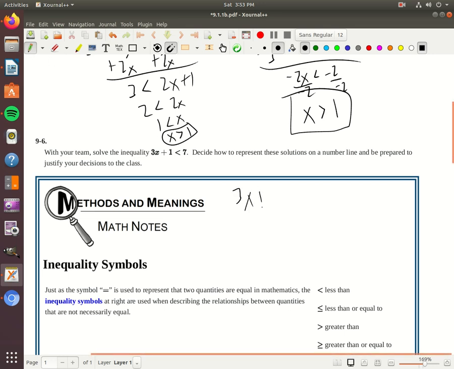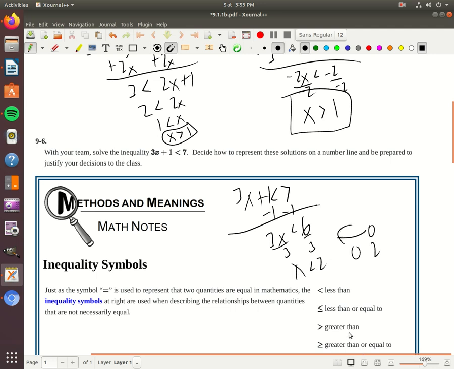3x plus 1 is less than 7. Again, you should be pausing the video right now, and you should be solving this. Now, I'm dividing, I get 2. So I'm going to go open circle with an arrow to the left.